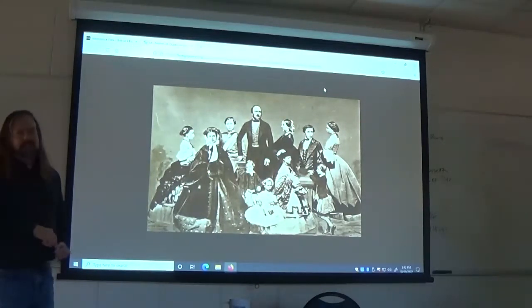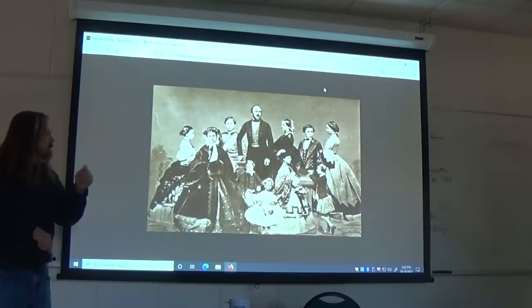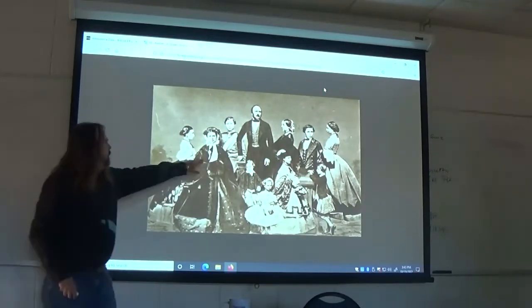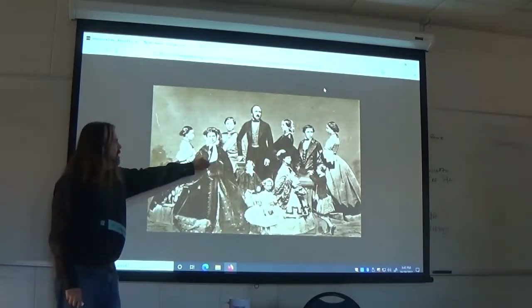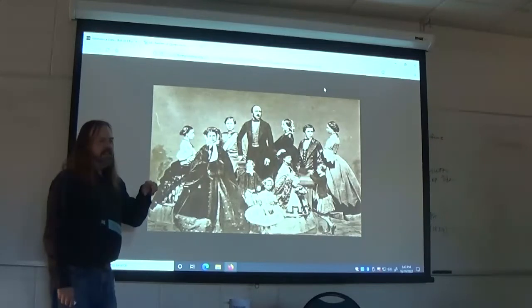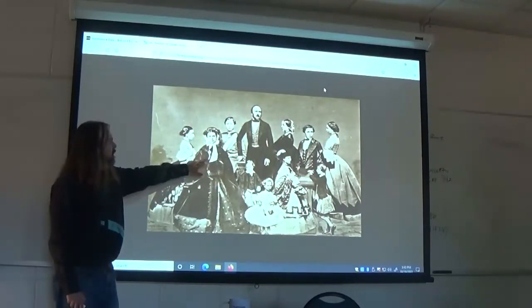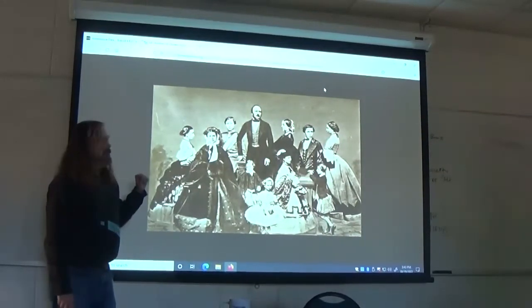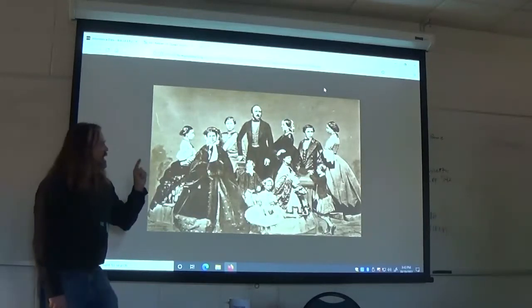Where's the queen? She's off to the side. Yeah. Well, he's looking not quite at us. Who's she looking at? Which figure do you think is the queen? Would it be the one on the left? Or is that not her? You're thinking this one? Good guess, but that's actually one of the daughters. Really? Yeah. So where's the queen?